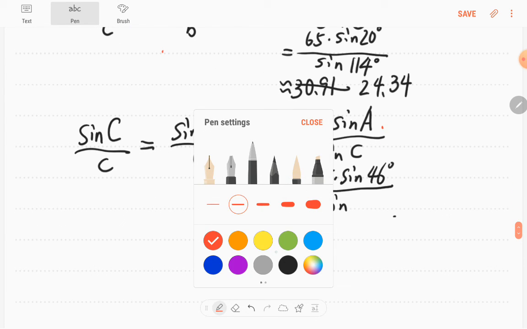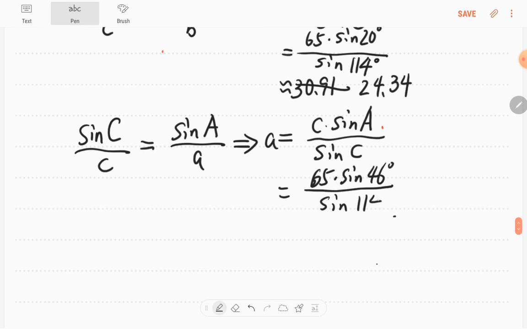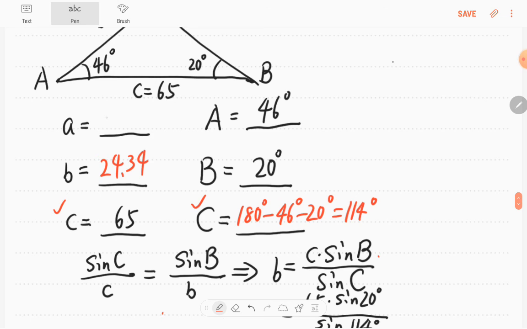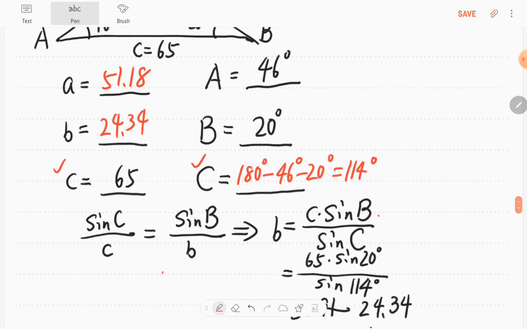Okay, so this is 114 degrees, so let's do the calculation. So this is 65 times sine 46 degrees divided by sine 114 degrees. So this one is equal to 51.18. So you can see we actually solved all the missing sides and the missing angles. So these are the first two cases, right?